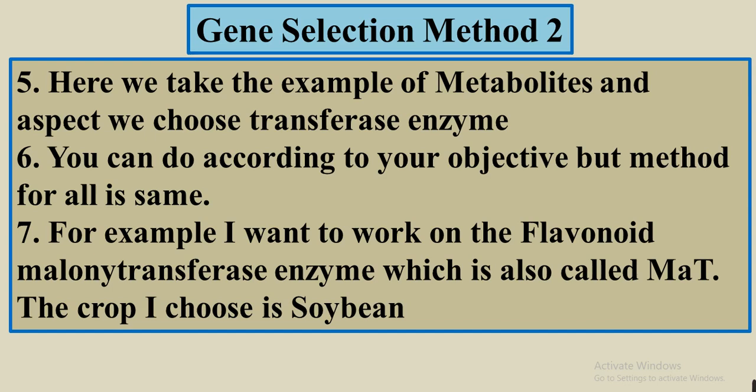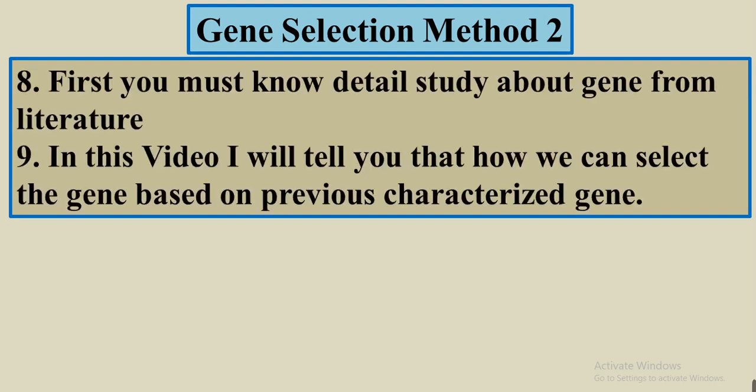First the attribute, that is metabolites. In metabolites we have selected flavonoids, and then the gene is the transferase enzyme, in transferase the malonyl transferase, and the crop is soybean. After selecting all these, you must study in detail the gene that you have selected. For example, here I have selected the malonyl transferase enzyme related gene, so I must learn about it through the literature. In this video I will tell you only about the method of selecting the gene for our project. How can we select it? Let's start.